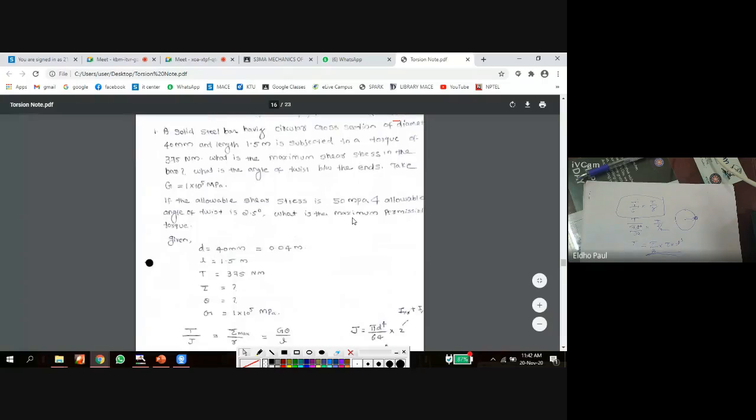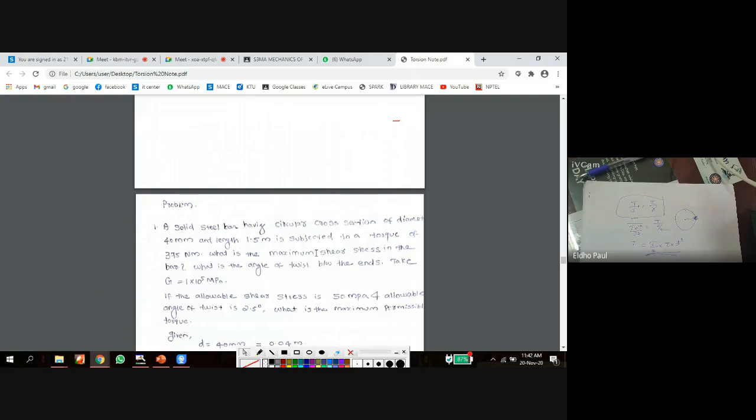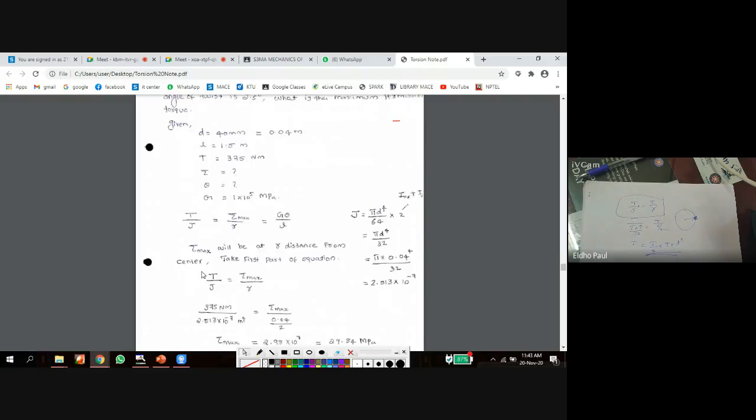this is a problem where a solid bar having a circular cross section with a diameter of 40 mm is given, length is 1.5 meter, subject to an external torque of 375 Newton meter. What is the maximum shear stress in the bar? Maximum shear stress means the shear stress acting on the surface, where R is maximum, so shear stress is also maximum. And what is the angular twist at the ends? The modulus of rigidity is given. That is the first part of the question.